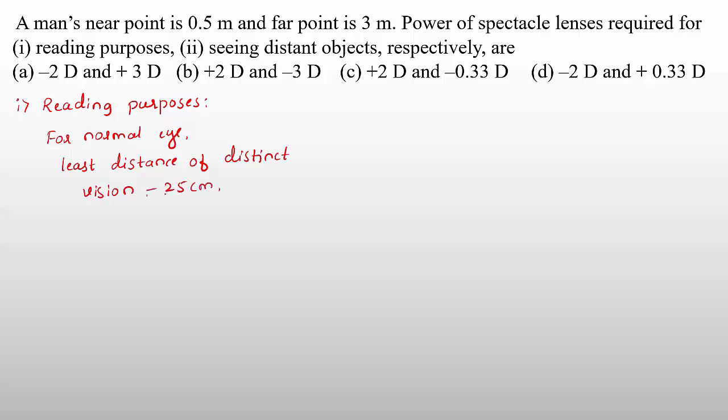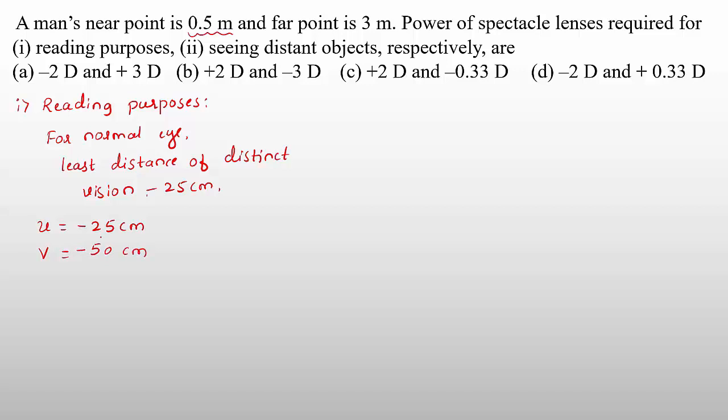So now let us take the near point object distance as 25 centimeter, and the person's near point, here it is given as 0.5 meter, or we can write in terms of centimeter, that is 50 centimeter. See here, let us write u equal to minus 25 centimeter as the object distance, because this is for a normal eye. And the person's near point is how much? 0.5 meter. Let us take it as 50 centimeter.